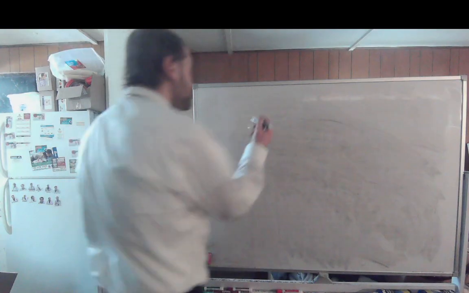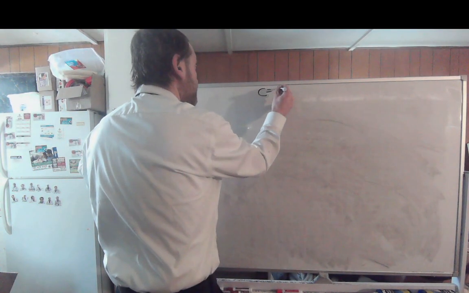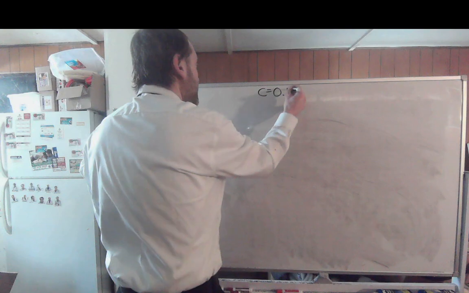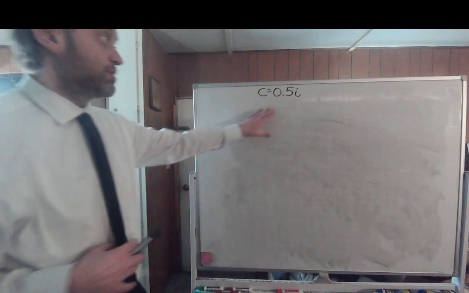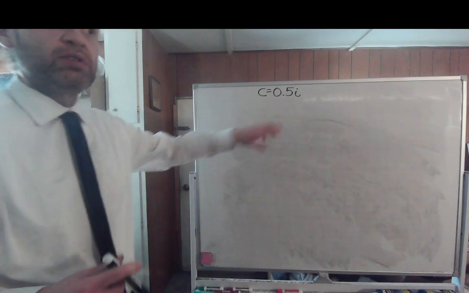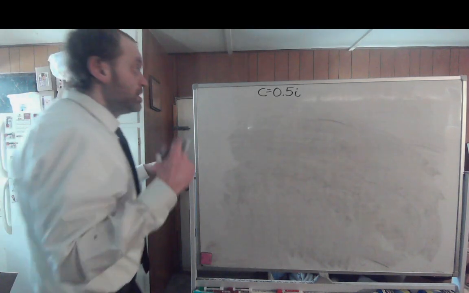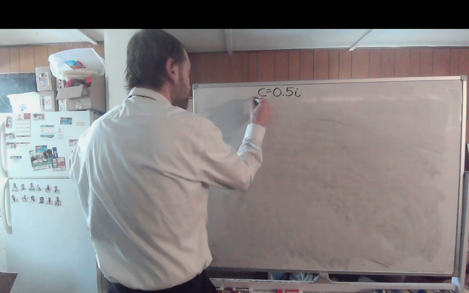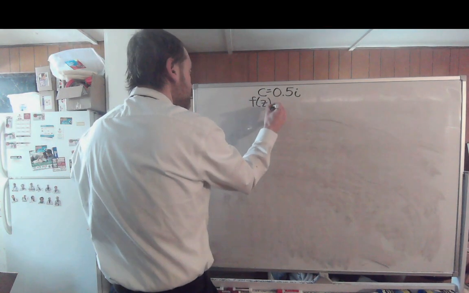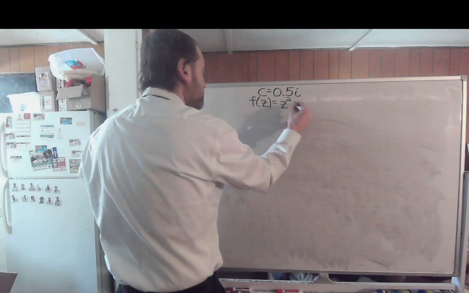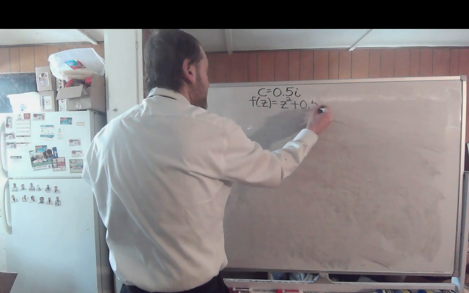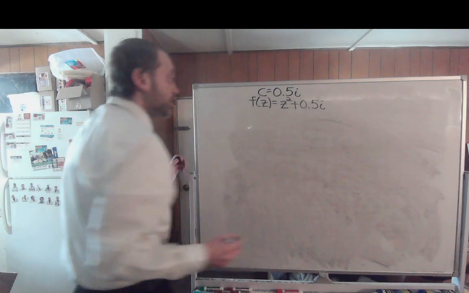Now, what if c equaled 0.5i? So the complex number in question this time is 0.5i. Does it belong to the Mandelbrot set? Well, set up your function f of z. That's always z squared plus c, so z squared plus 0.5i. That's what we have to determine.